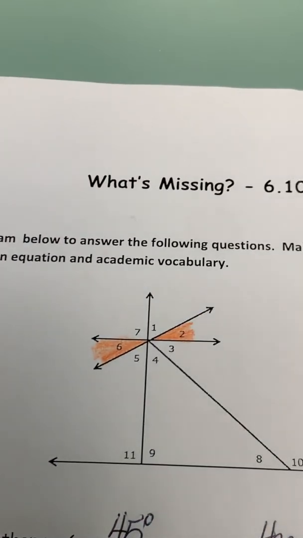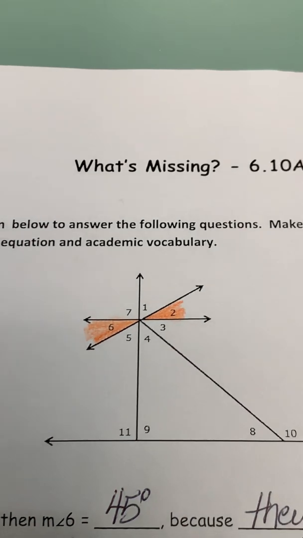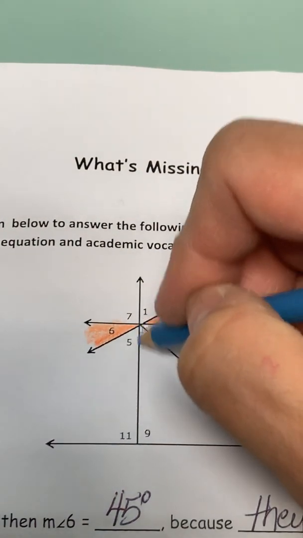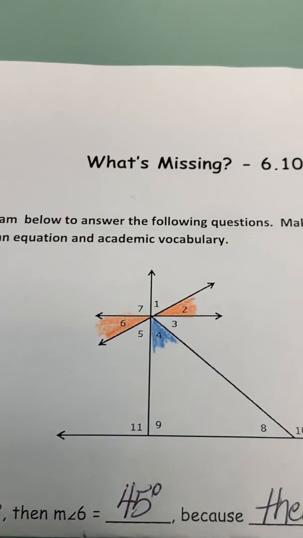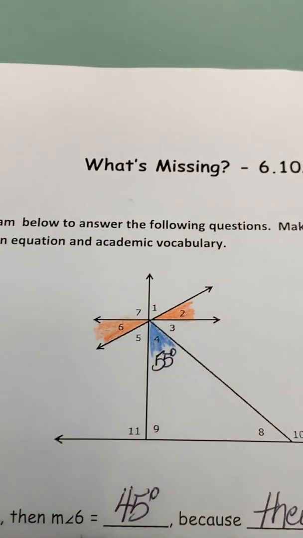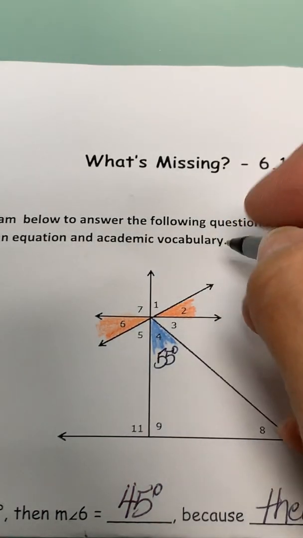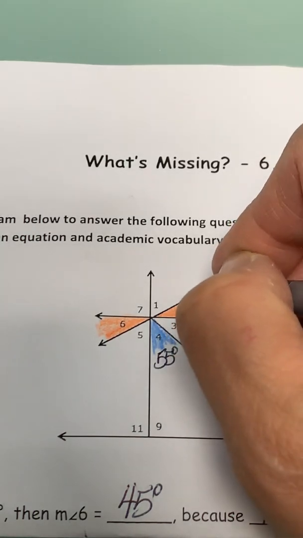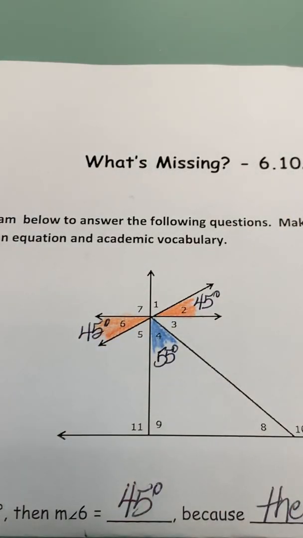So the measurement of angle 4, I'm going to shade angle 4. I'm also going to write the measurement of angle 4. We know it's 55 degrees. I'm also going to go back and fill in the measurements for angles 2 and 6. Those were 45 degrees. And then it's wanting us to find the measurement of angle 3.